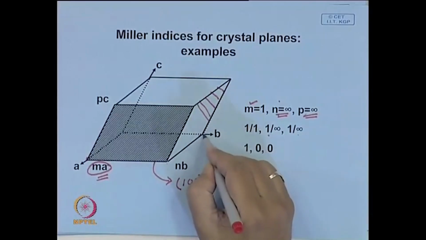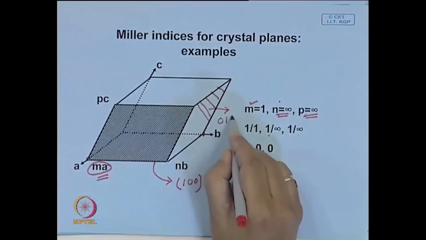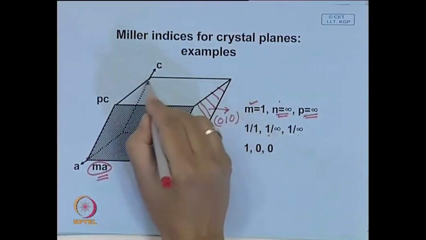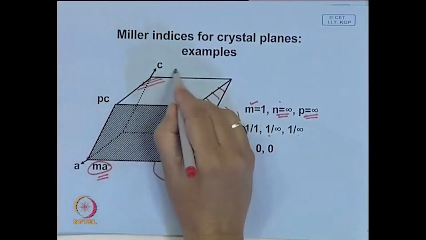Similarly, this intersects only B. So, we say that this is 0 1 0. This plane intersects only C. This is 0 0 1.